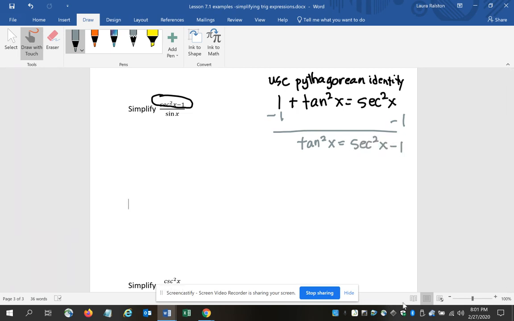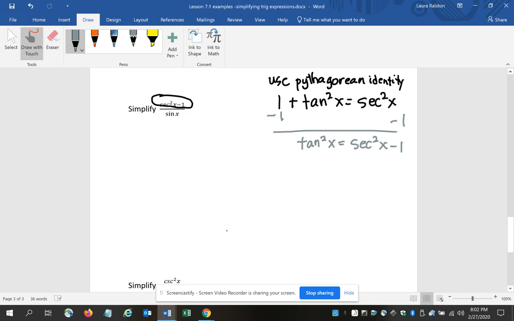One thing that may help you on your formula sheet is to go ahead and solve your Pythagorean identity for all the different values. I'm going to solve it for tangent squared x, which is secant squared x minus 1. You could also solve it so that you have it equal to exactly 1, which would be secant squared x minus tangent squared x.